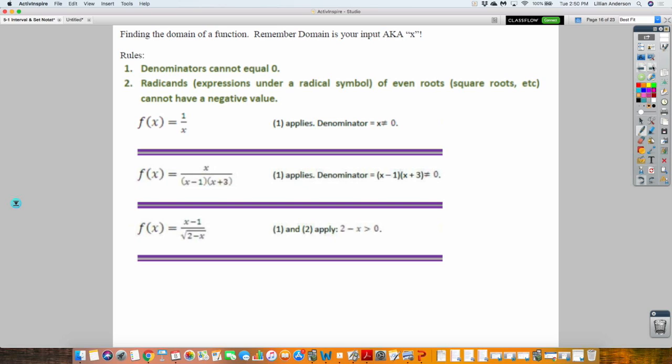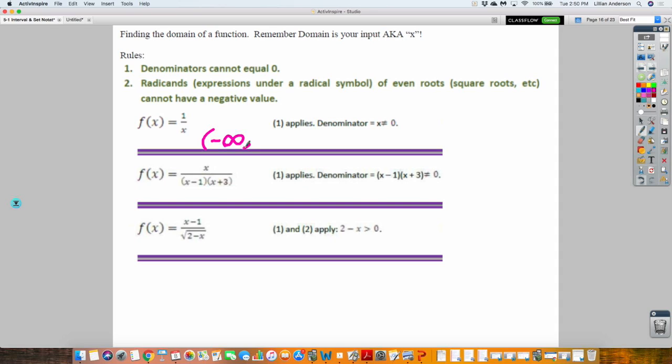So that very first example, f of x equals 1 over x. That's an example of a rational function. Okay? The denominator cannot equal 0 because 0 would make the denominator 0, right? If you plug it in. So that means that is your restriction. It's going to be all real numbers except where x equals 0.